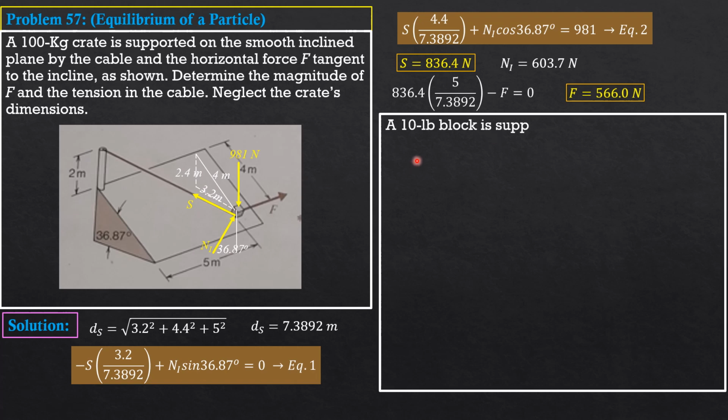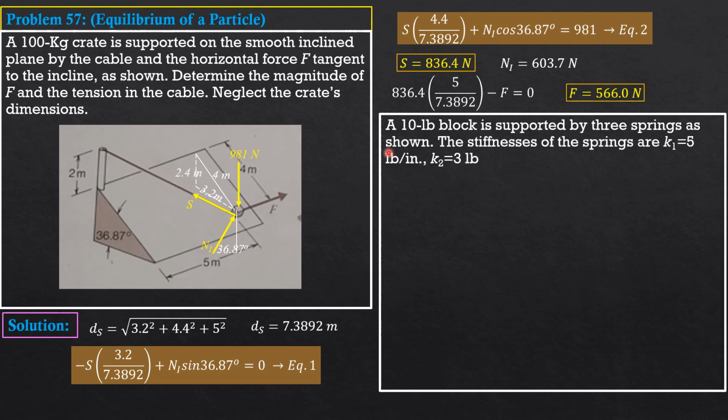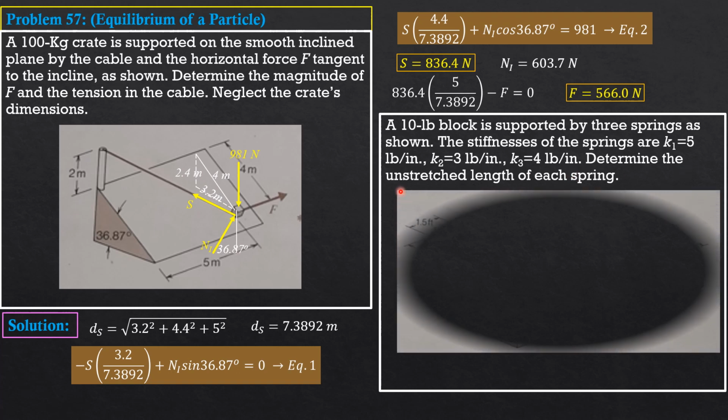And for your part, so that you can participate: A 10-pound block is supported by 3 springs as shown. The stiffnesses of the springs are K1 5 pounds per inch, K2 3 pounds per inch, K3 4 pounds per inch. Determine the unstretched length of each spring.